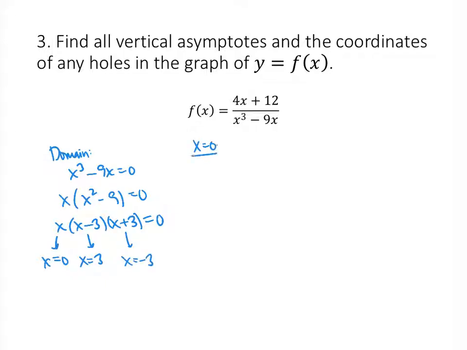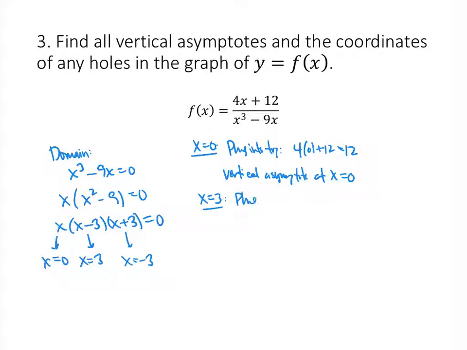Test each of these separately. For x equals 0, we plug that into the top. And that gives us 4 times 0 plus 12. And that's not 0, which means we have a vertical asymptote at x equals 0. Similarly, when we plug in x equals 3 in the top of our fraction, we get 4 times 3 plus 12. That's 24. And that's not 0, so we have a vertical asymptote at x equals 3.